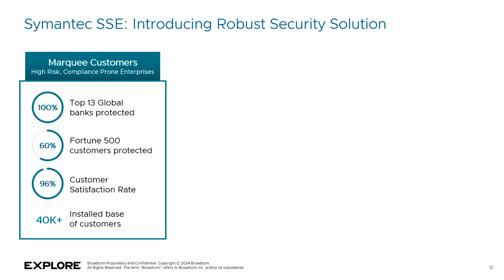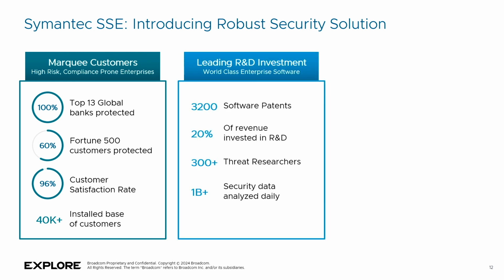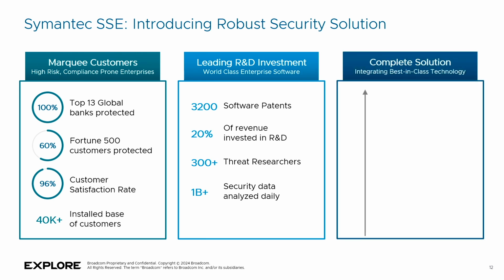Top 13 global banks, all protected by Symantec. Fortune 500, 60% of them are Symantec. 96% customer satisfaction rate, over 40,000 install base. Leading R&D investment, so every single year we invest heavily into the security platforms. 3,200 software patents, 20% of revenue invested in R&D, 300-plus threat researchers, and 1 billion data security events analyzed daily.